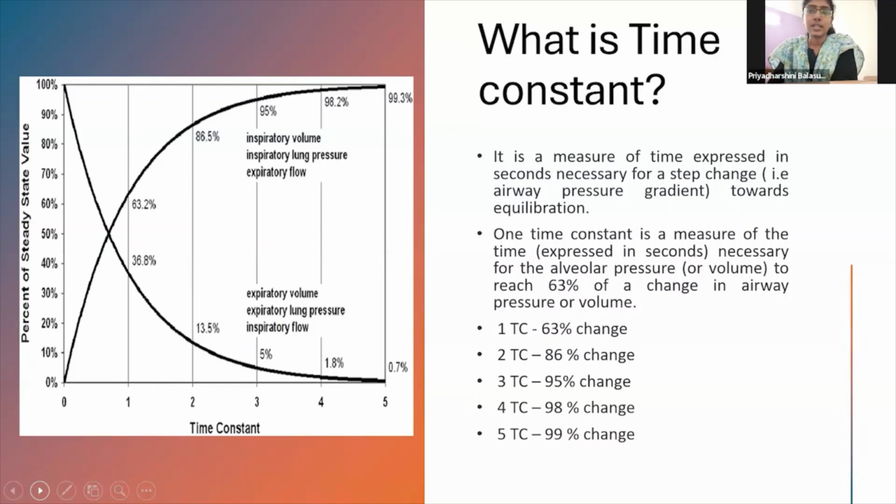So, in this time constant curve, the rising curve is the increasing exponential time constant curve, and the down one is the decaying exponential time constant curve. In the increasing curve, one time constant is the time taken by inspiratory volume, inspiratory lung pressure, or expiratory flow to reach 63% of steady state value. Similarly, in the decaying curve, one time constant is the time taken by expiratory volume, expiratory lung pressure, or inspiratory flow to decrease by 63% so that it reaches 36% of steady state value.